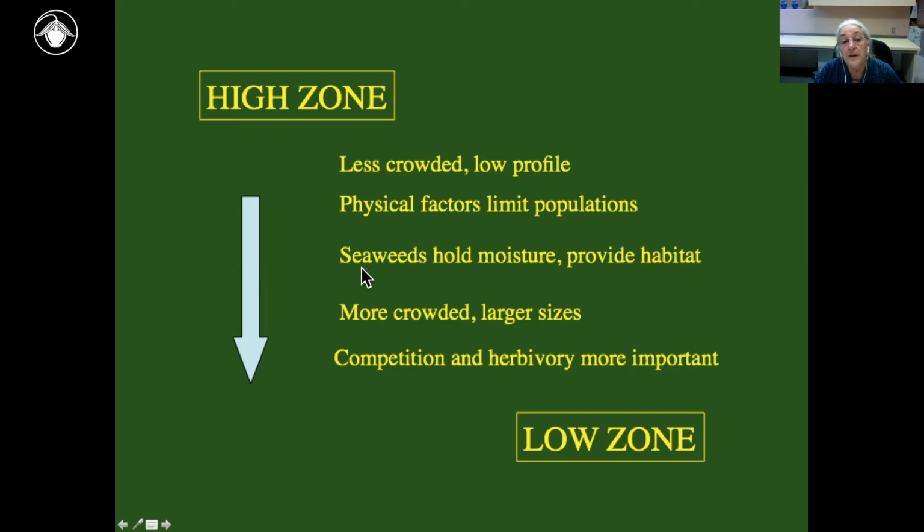But seaweeds, as you go a little bit lower and see the high tides coming up a little higher, they can hold moisture and provide habitat for others. So they're creating a lower zone up higher.